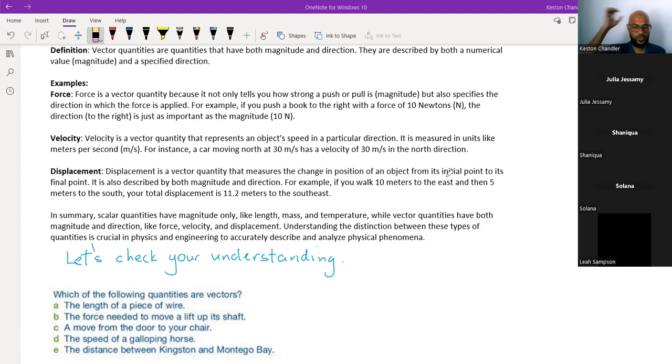That's what we talk about when we're doing vector quantities here in maths. So when we're talking about the relation of points from each other, A to B to C is in a particular direction. So for example, I could say I walk 10 meters to the east and then 5 meters to the south. So my total displacement now is 11.2 meters to the southeast. That's when we talk about displacement. So generally, scalar quantities have magnitude. Examples of these would include things like length, mass, and temperature, whereas vector quantities have both magnitude and direction.